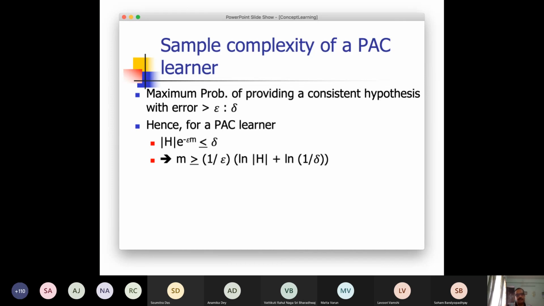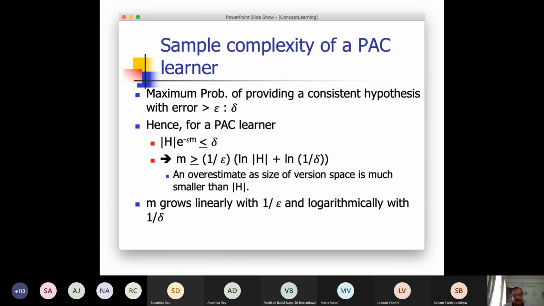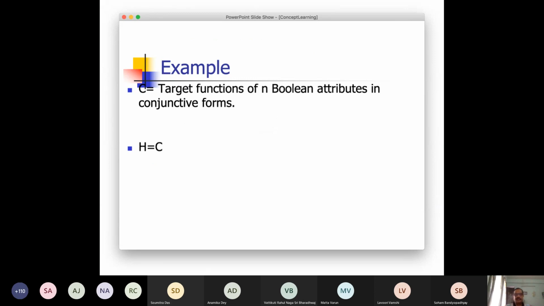If your epsilon is very small, you require more training samples. If your delta is very small, you also require more training samples, but the rate of increase is different, right? There it is logarithmic. Similarly, the number of training samples is also proportional to the size of the hypothesis space, but that is also on a logarithmic scale. As you understand, in our bound we have taken the maximum size, so it's an overestimate in a way, but it gives an indication. So m grows linearly with 1 by epsilon, and logarithmically with 1 by delta, and it also grows logarithmically with |H|.